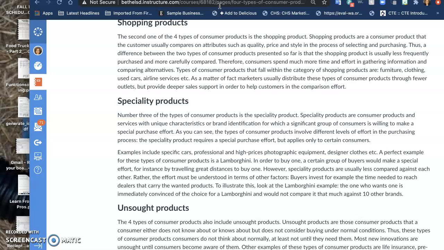However, specialty products are usually less compared against each other. Rather, the effort must be understood in terms of other factors. Buyers invest, for example, the time needed to reach the dealers that carry the wanted products. To illustrate this, look at the Lamborghini example. The one who wants one, immediately convinced of the choice for a Lamborghini, would not compare it that much against 10 other brands.